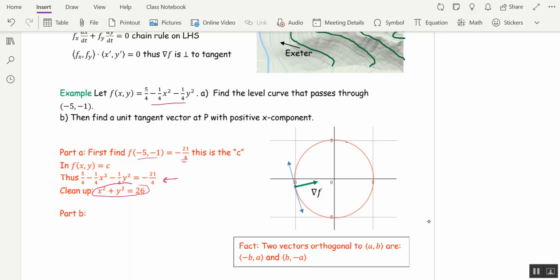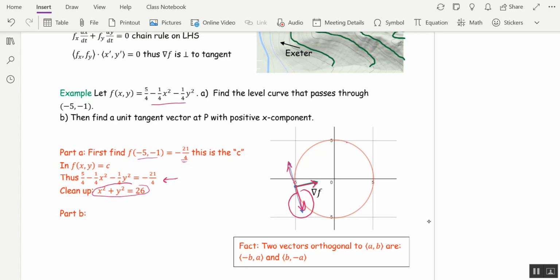All right, for part B, we want a unit tangent vector at P with positive x component. So the gradient we know will be orthogonal to the tangent, because the gradient is orthogonal to the level curve. And so there'll be two unit tangents. One will point one way, the other will point the other way. We want the one with the positive x component. So in my picture, we're going to want this one.